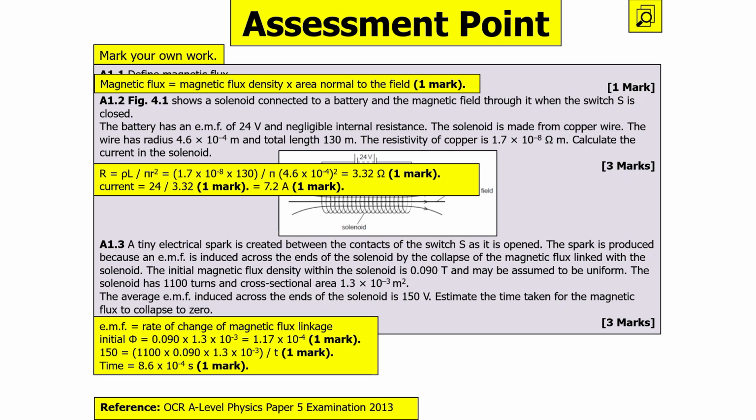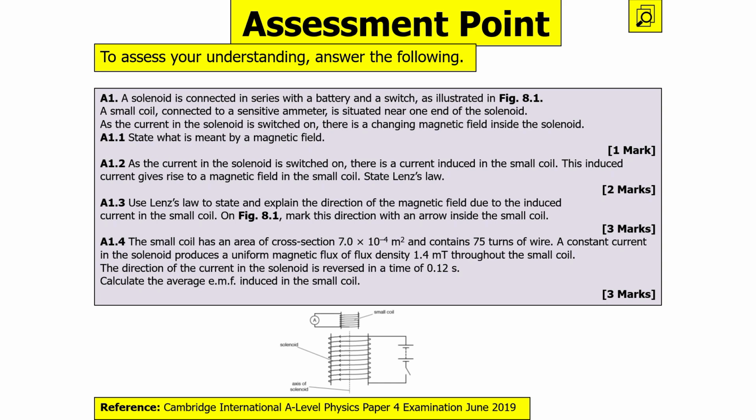A solenoid is connected in series with a battery and a switch, as illustrated. A small coil connected to a sensitive ammeter is situated near one end of the solenoid. As the current in the solenoid is switched on, there is a change in magnetic field inside the solenoid. State what is meant by a magnetic field.